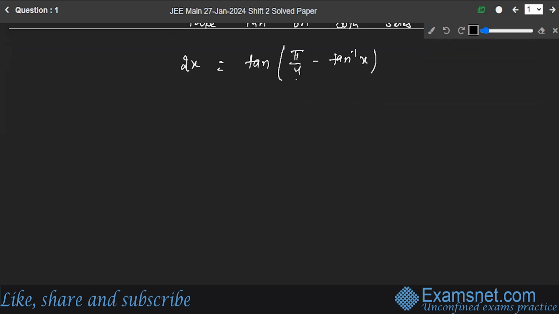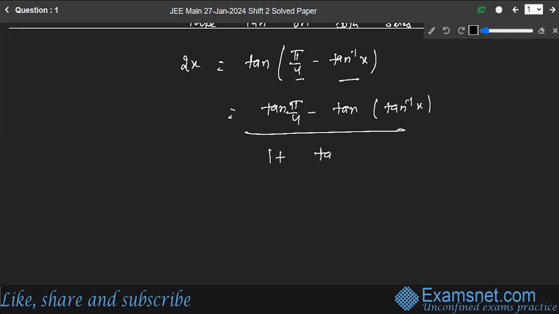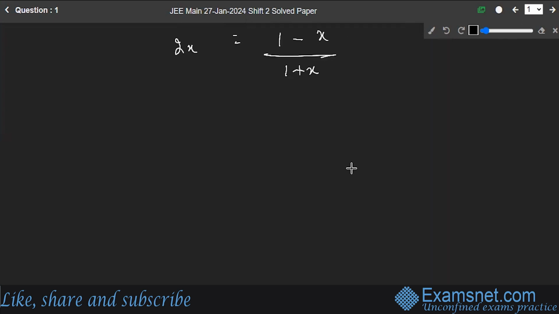So, tan of a minus b is given by tangent a minus tangent b divided by 1 plus tangent a into tangent b. This is 1 minus x upon 1 plus x. That's equal to 2x. So let's do the cross multiplication. Pretty easy question actually, right? 2x plus 2x squared is equal to 1 minus x. So you have 2x squared plus 3x minus 1 is equal to 0.